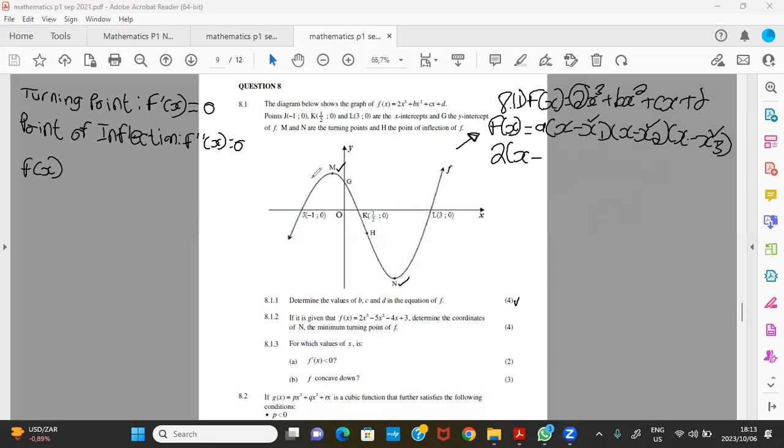My first x-intercept is -1. So I'm going to have x minus -1, which will just be x plus 1. Then I go to my second one. It's going to be a half now. So I'll have x minus a half. And then the last one is 3, which is my x-intercept. So I'll have x minus 3.